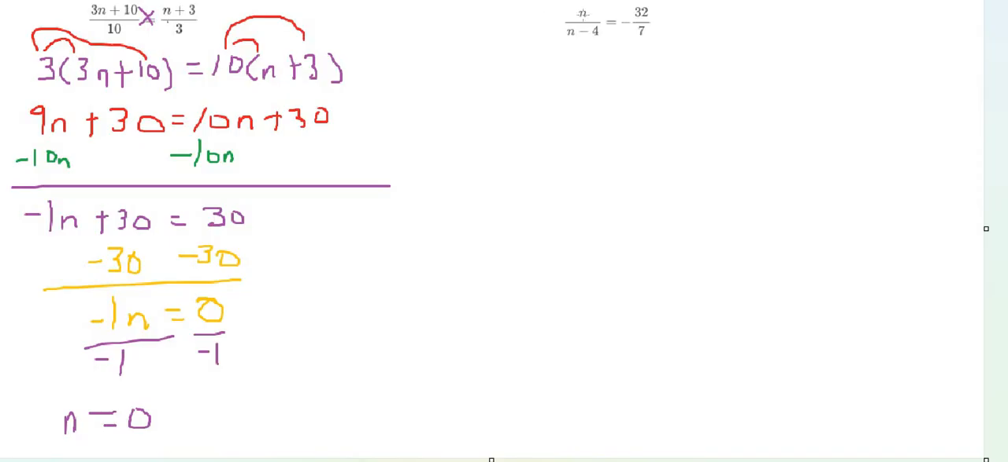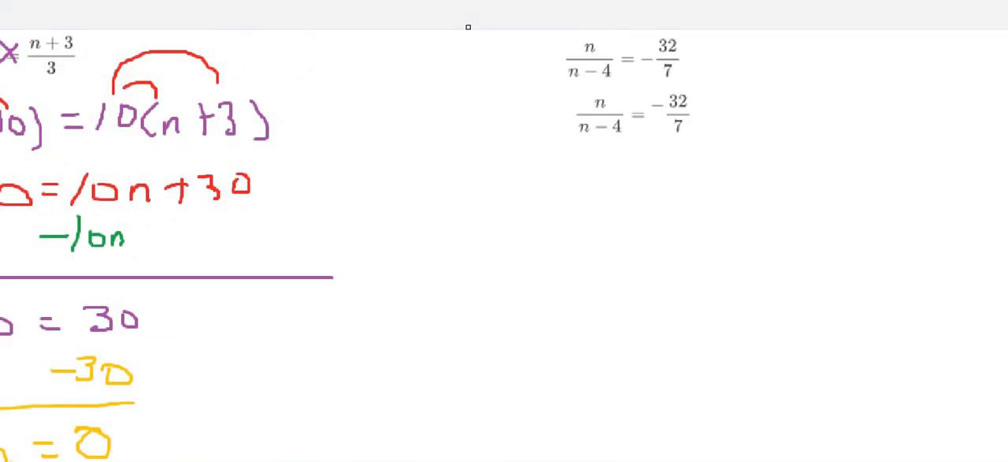And we probably should put 0 into the original equation just to check and make sure that it works. For the other one, you see that there's a negative right there in the middle, but it doesn't matter where we put it. We can put it on the top or the bottom. I'm going to rewrite this and just put it at the top, because that's how we normally see it. And I just zoomed in a little bit on it.